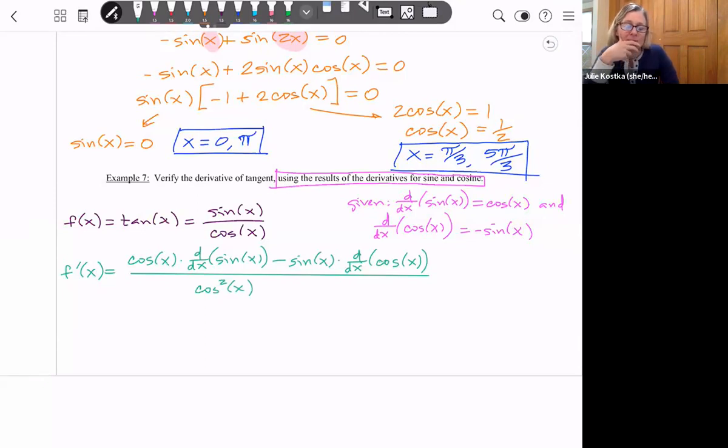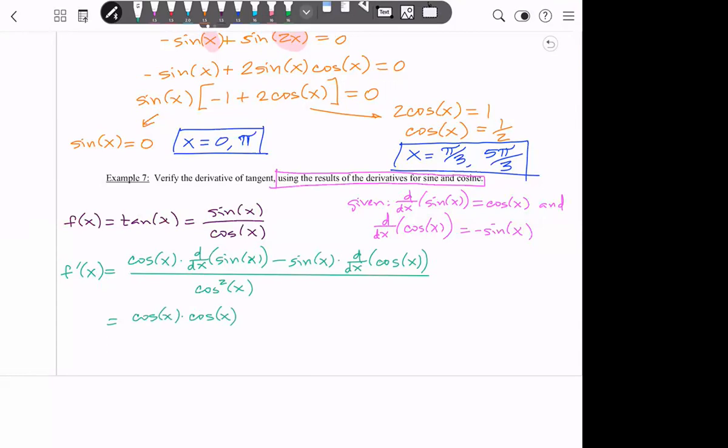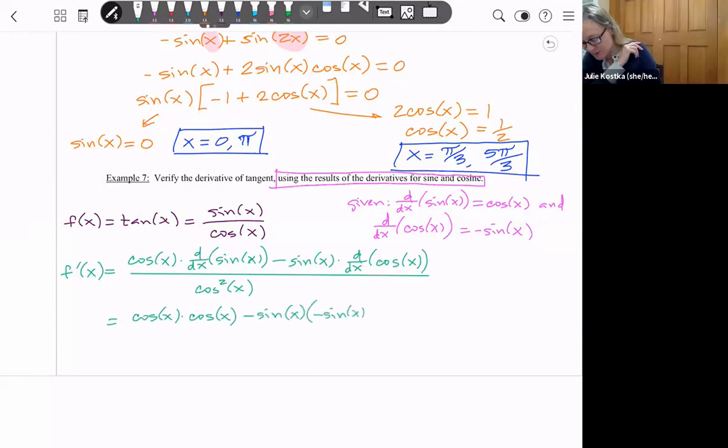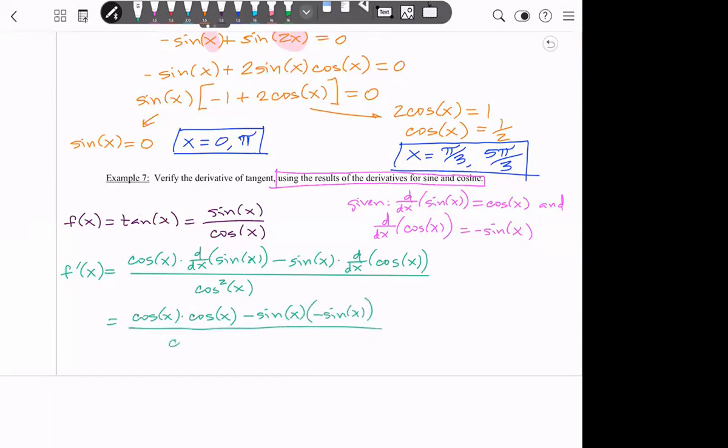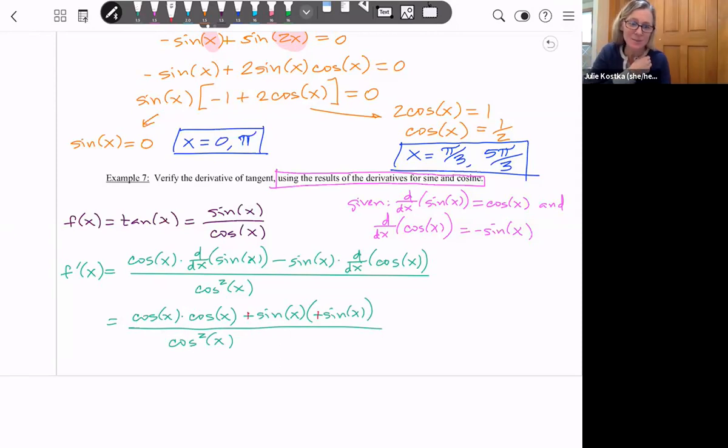All right, what happens here? The derivative of sine is cosine. So I have cosine times cosine, minus sine times negative sine, over cosine squared. Oh, that just equals 1 over cosine squared. It does, yeah, because the minus and minus is a plus.